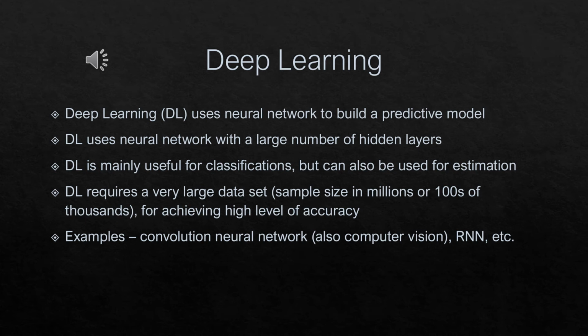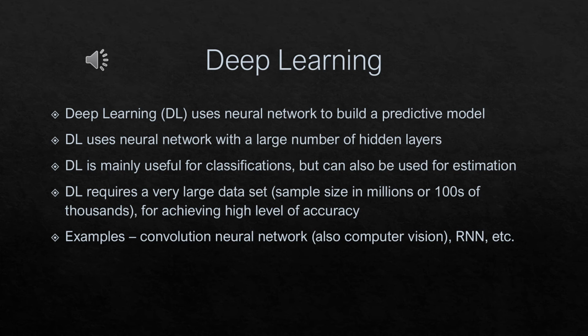Now DL also, as it requires a large number of hidden layers, requires a very large data set. The sample size ranges anywhere between hundreds of thousands and millions for a higher accuracy. So if you want the highest level of accuracy, we need to have a very large sample size, as well as multiple hidden layers.